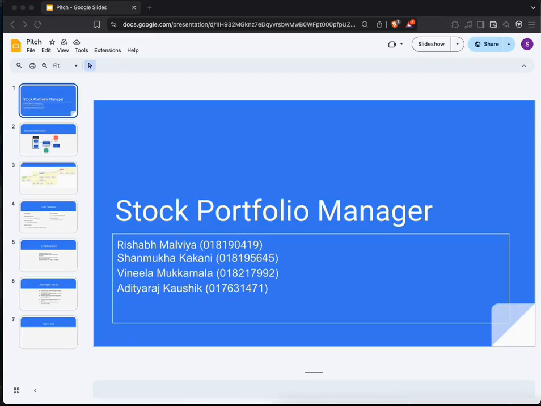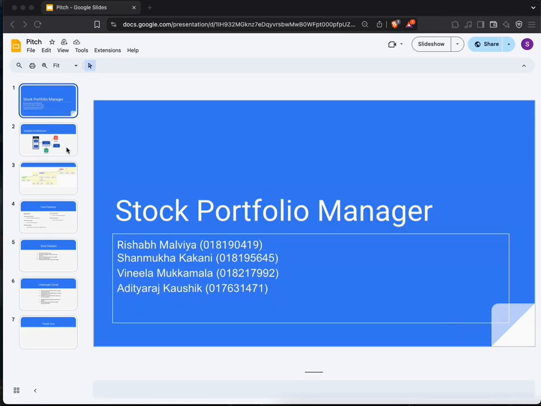We are a team of 4: Rishabh Malviya, Shanmukha Kakani, Vanila Mukkamala, and Aditya Raj Kaushik. Today, we're excited to present our project, Stock Portfolio Manager. This is a Python-based desktop application designed to help users allocate their investment funds intelligently across different stocks based on selected financial strategies.